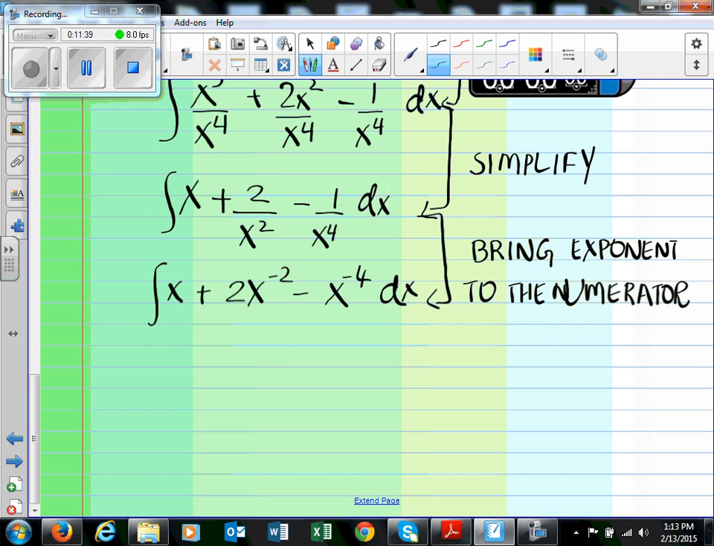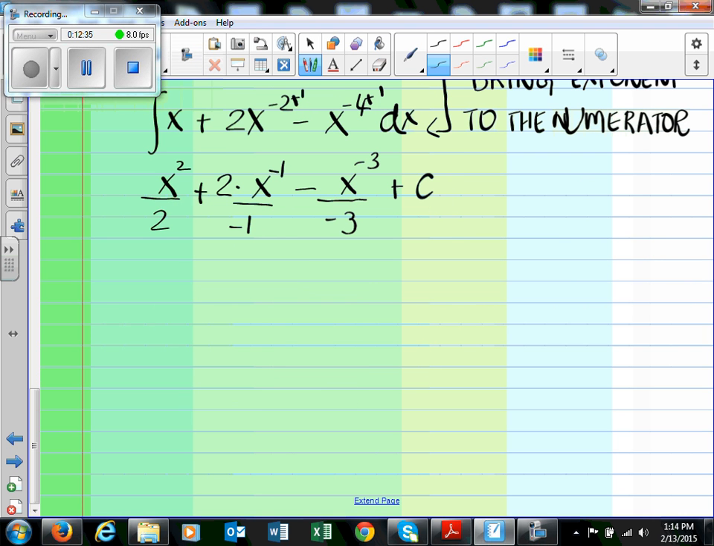Alright, so here what will be the antiderivative? X squared over 2 plus 2 times x to the negative 1 over negative 1, remember? See that? Because it will be negative 2 plus 1 over negative 2 plus 1, it will be negative. Minus, what will this be? Negative 4 plus 1, correct. Plus 1. So here, plus 1 will give you negative 3 over negative 3, correct. Got that?